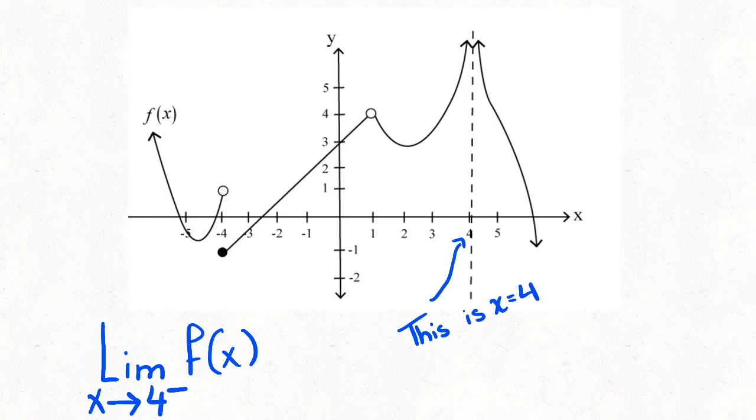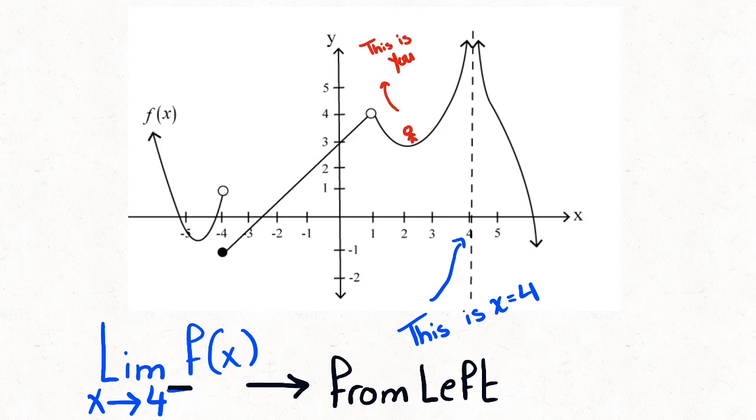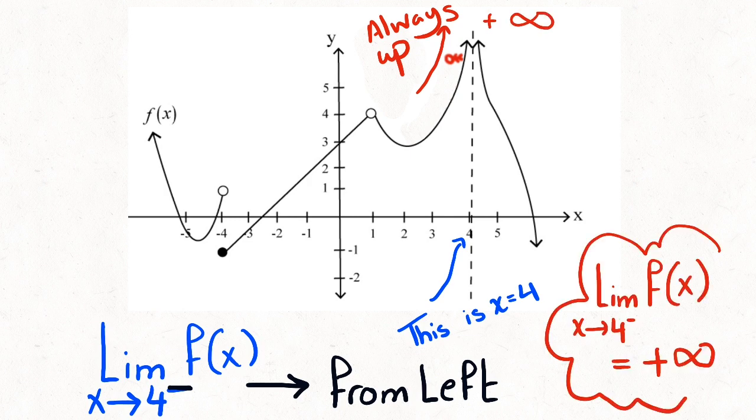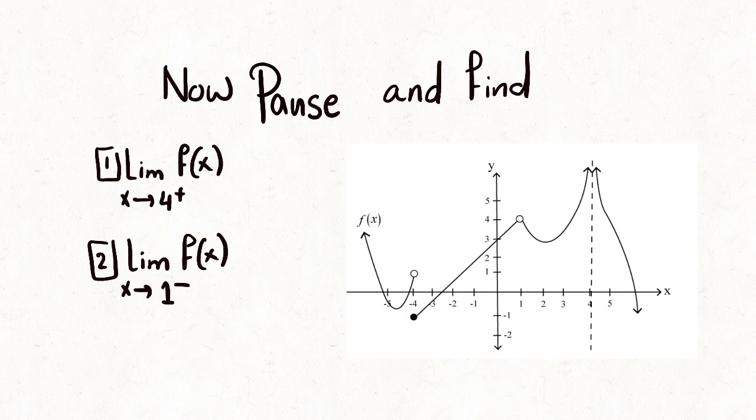Okay, find limit f of x as x goes to 4 from the left side. You assign first of all x equals 4. You decide the left side, you stand on the graph and you start walking in the direction of x equals 4. Now you will discover that you will go always up. Always up means plus infinity, and this is the answer of the limit. Okay, answer the following questions and then compare your answers with mine.